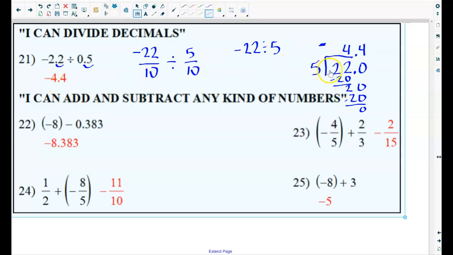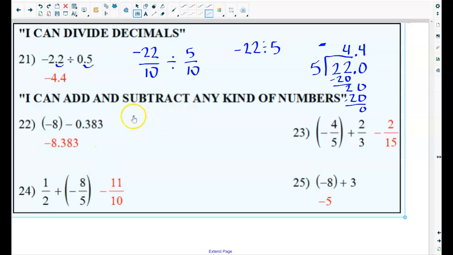Notice, to avoid problems, you identify what sign it's going to end up having. Okay, and you carry out the multiplication. Here, I can add and subtract any kind of number. There's a lot going on here, so let's just set it up for you guys.